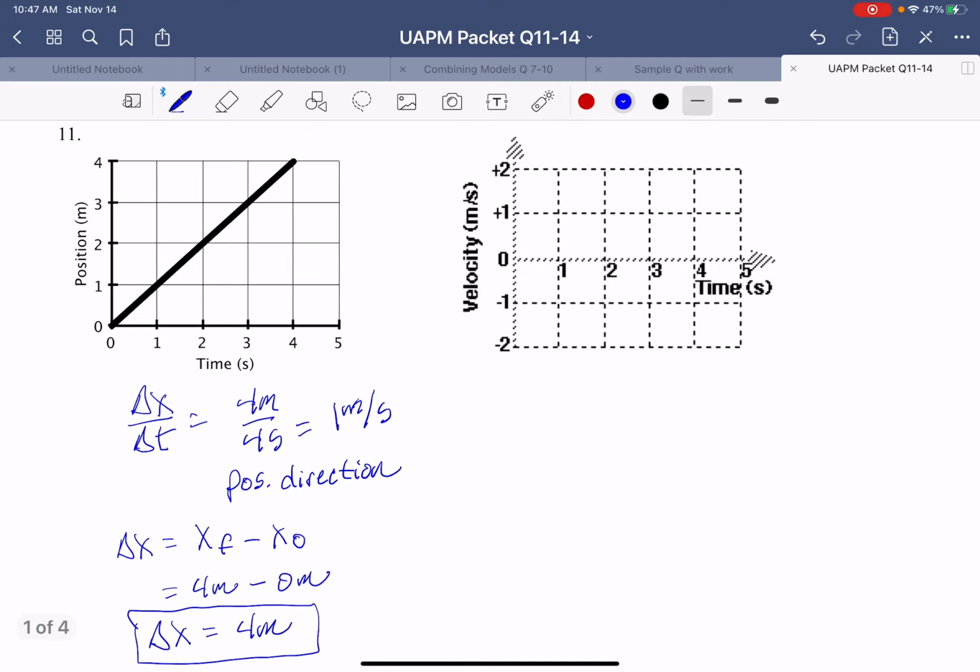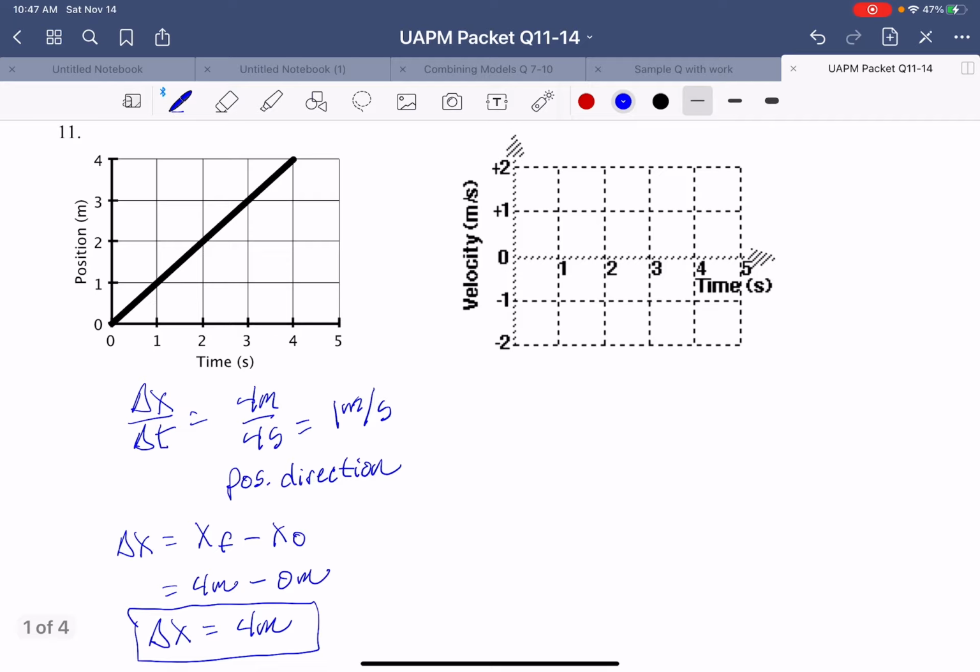Now I know it's moving at 1 meter per second, so I can draw that on my velocity time graph. That is just for 4 seconds, it's moving at 1 meter per second. It's a horizontal line. It's a constant velocity of 1 meter every second. I can find, check this out, I can find the displacement from a velocity time graph. Yes, I can. To do that, I find the area from the curve down to the horizontal axis.